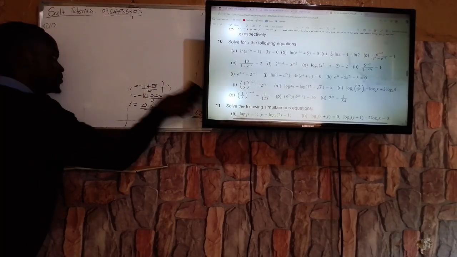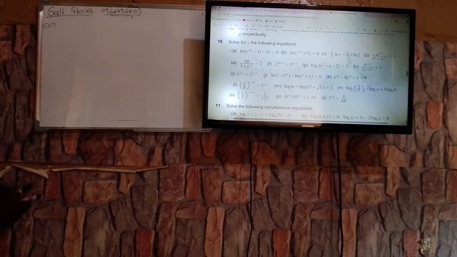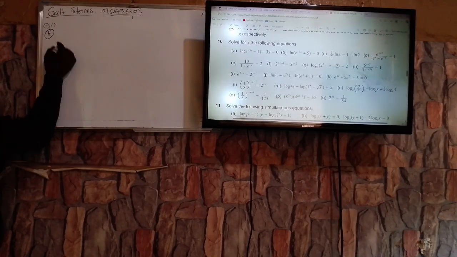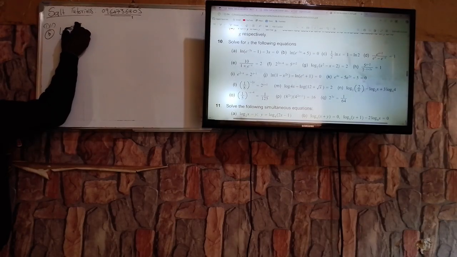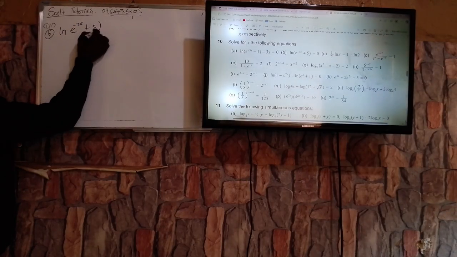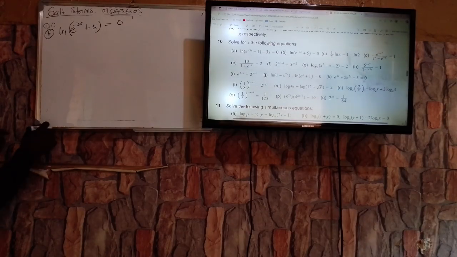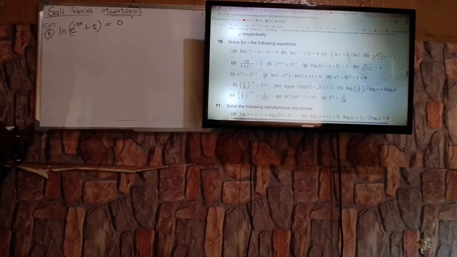The same is happening to B. So B has that the natural log of e power negative 3x plus 5 is equal to 0. Find the value of x. So, as usual, the first thing is to convert to what? Exponential form, because this is something which is similar to the previous one.